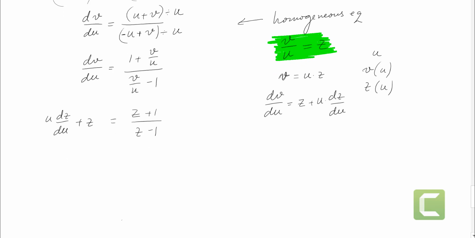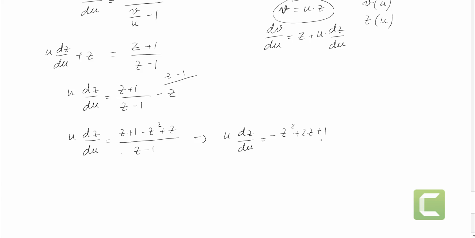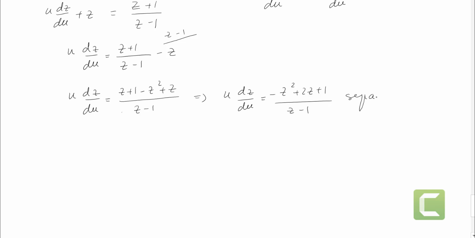When I differentiate this, I use the product rule. So u dz/du equals (z + 1)/(z − 1) − z. So I'm going to multiply by (z − 1) and get u dz/du equals (z + 1 − z² + z)/(z − 1), or u dz/du equals (−z² + 2z + 1)/(z − 1). This looks like a separable equation.